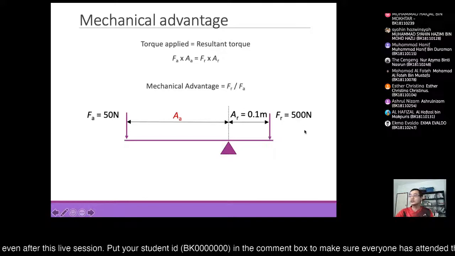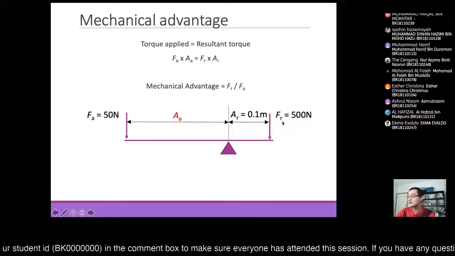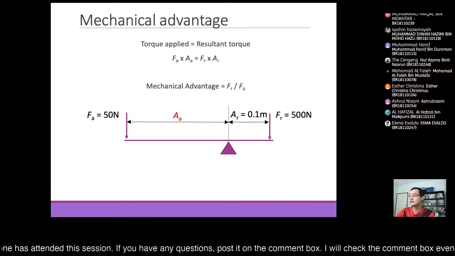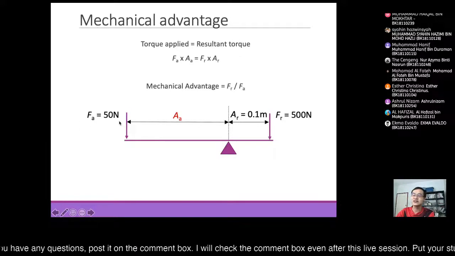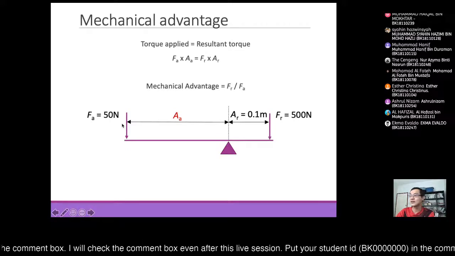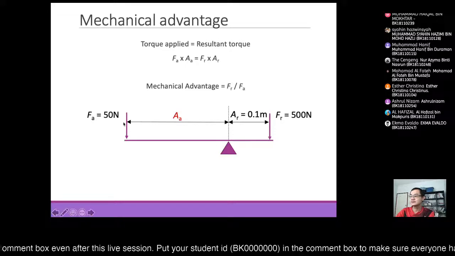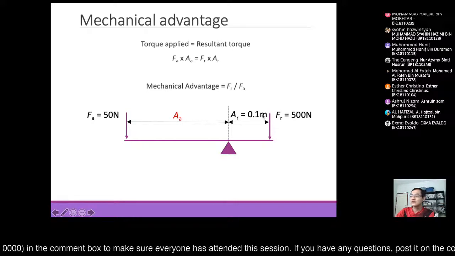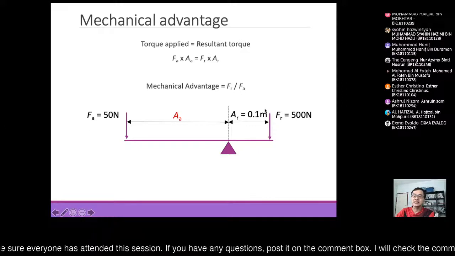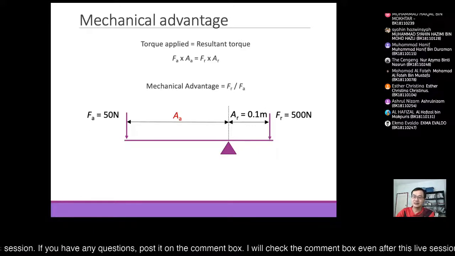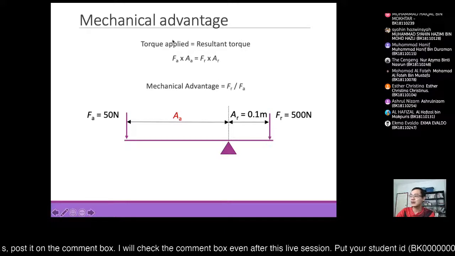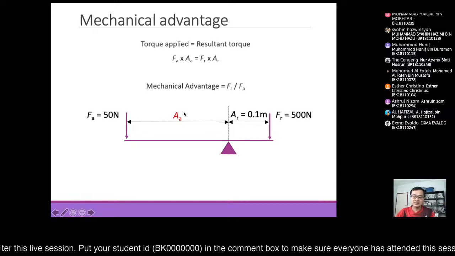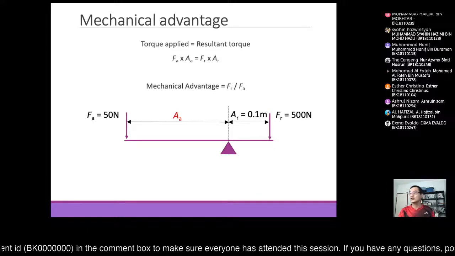So let's say you have your desired force at the load, 500 newton, and you can only apply 50 newton force. This is maybe 5 kilogram force. So you want to know what is the length of this when you design. At this part you have your desired dimension, let's say it's 10 centimeter, which is 0.1 meter. So by applying these equations, you can estimate or determine what is the distance you should put for your AA, right?